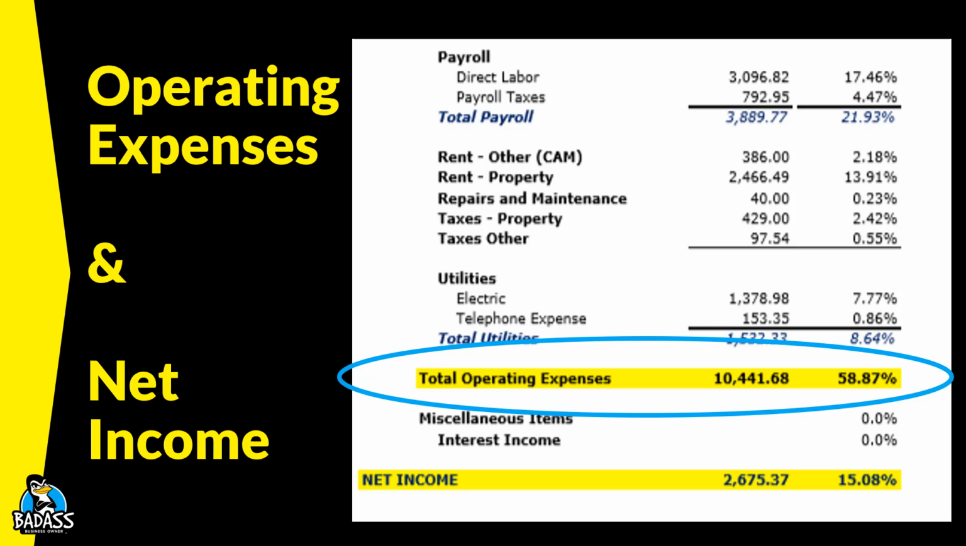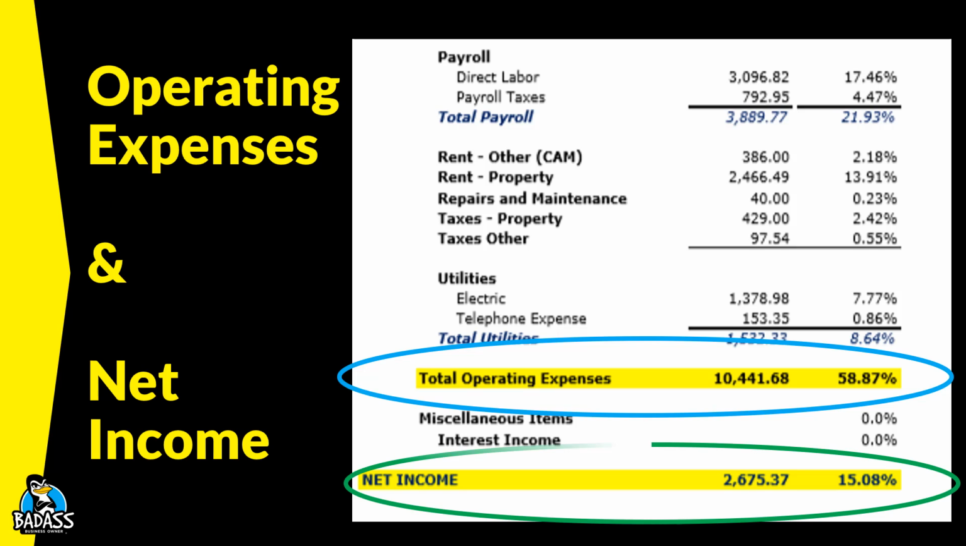So to get to our net income down below, we've started with our sales. We got down to our gross profit because we took away our cost of goods sold. But now we're going to take off those expenses. And after those expenses, we're going to drop down to the net income. In this case, it's going to be $2,675 or 15%. So at the end of the day, making 15%.